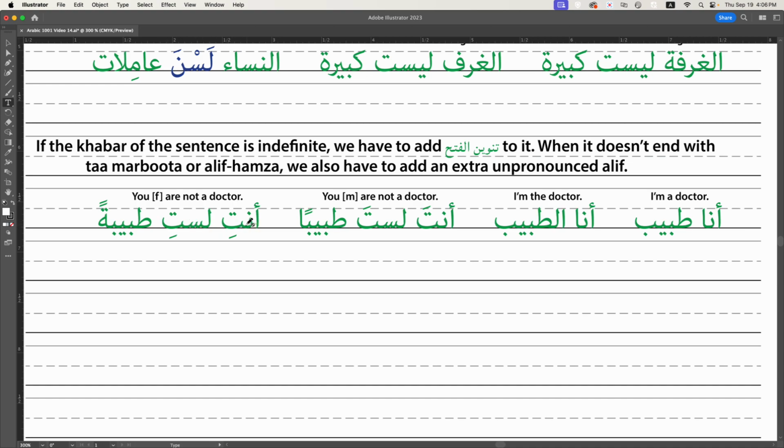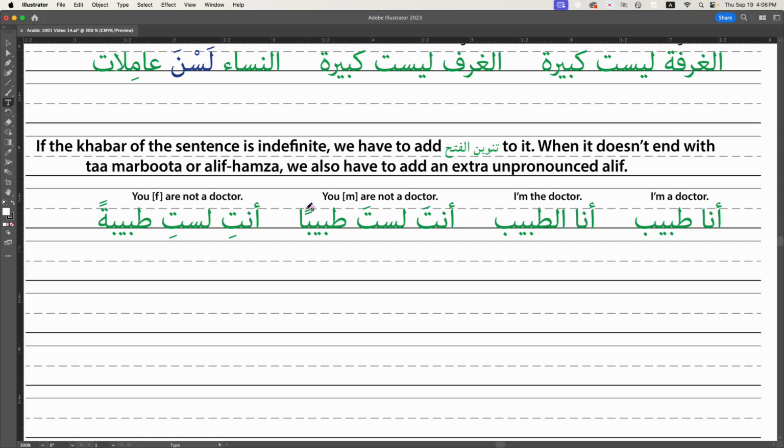If you're a woman, however, anti lesti tabibatan, because it ends with ta marbuta, we don't add the extra alif. Now, in practice, nobody actually says it this way. You're going to say ana tabib, ana at-tabib, anta mashi tabib. And you're going to leave this off in spoken Arabic. You're only going to put this on in the standard language that you'll see in journalism and religious discourse and scientific discourse and so forth, literature as well. So this is how you do it properly.